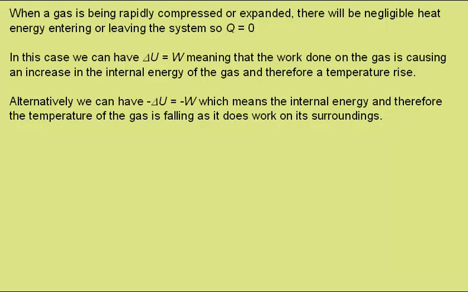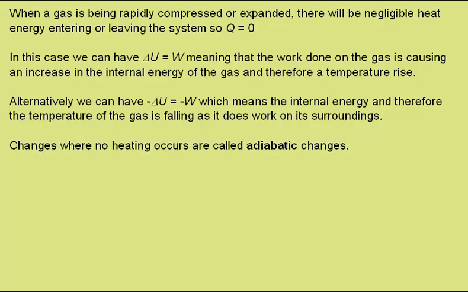Alternatively, we could have minus delta U is equal to minus W. This means that the internal energy, and therefore the temperature of the gas, is falling, as it does work on its surroundings. Changes where no heating occurs and the Q term is 0 are called adiabatic changes.